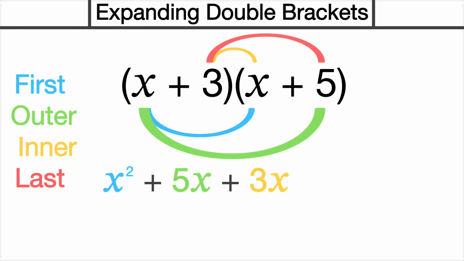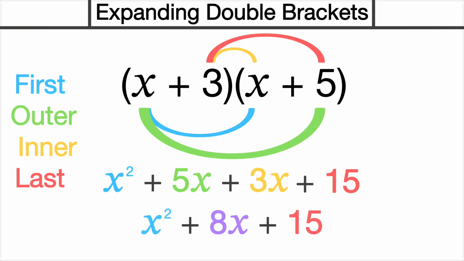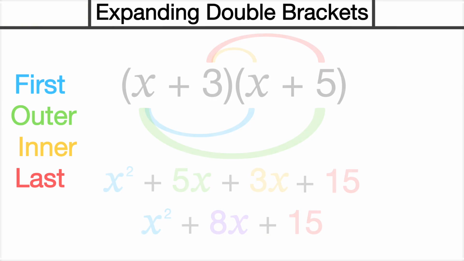Finally, multiply the last terms. 3 times 5 equals 15. The final step is to simplify this expression by combining the like terms 5x and 3x to get 8x. So the final answer is x squared plus 8x plus 15.